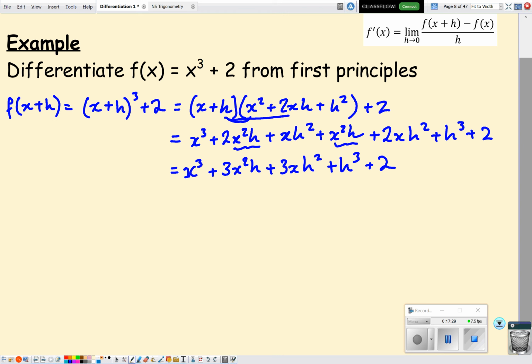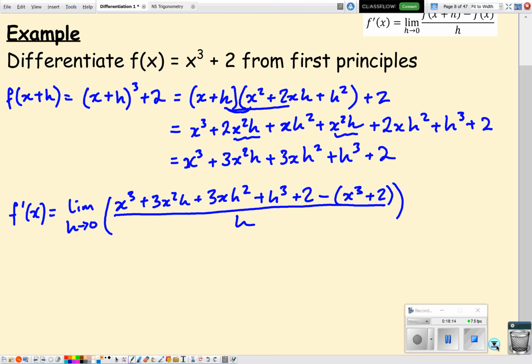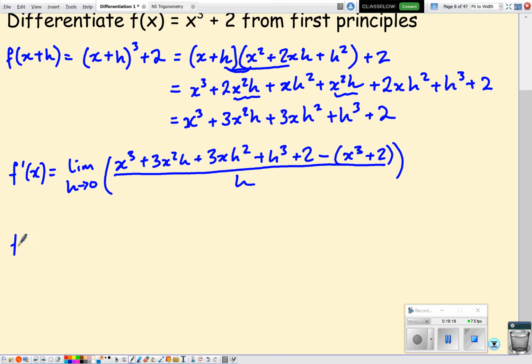So the algebra is a wee bit more involved there than it was with the last example. Let's go ahead and apply the limit function now. So f dash of x is the limit as h tends to 0 of f of x plus h, which is all of this part here, x cubed plus 3x squared h plus 3xh squared plus h cubed plus 2, take away f of x, so take away x cubed add 2, all over h. Right, so starting to get a bit unmanageable now, isn't it? So let's have a little look, tidy it up.